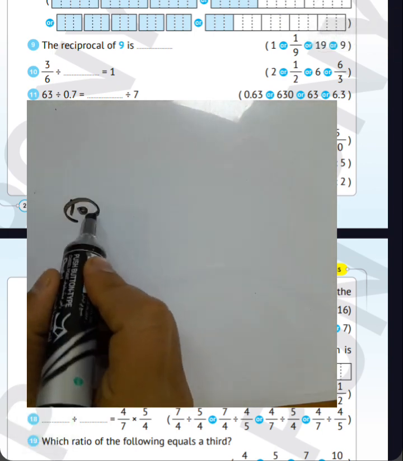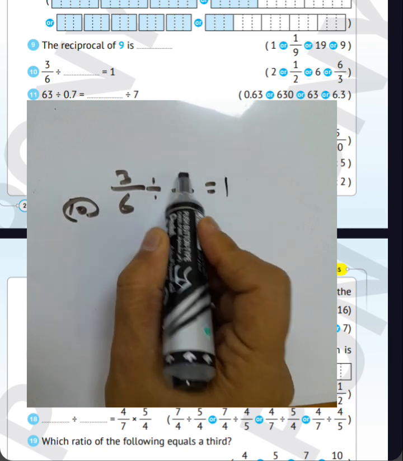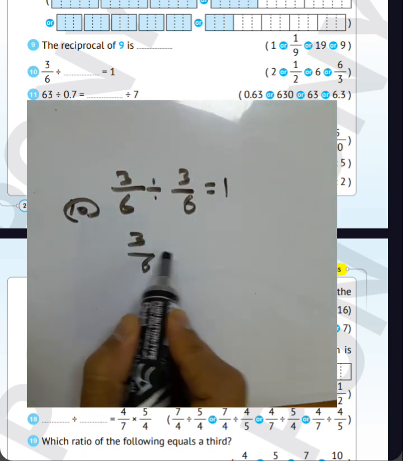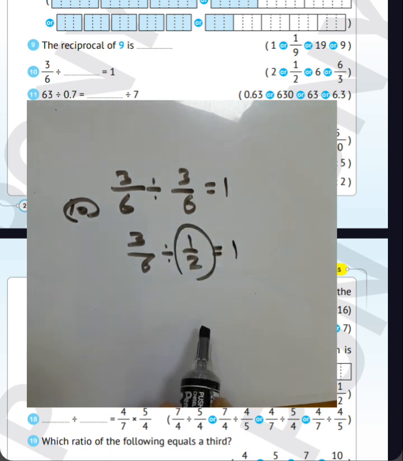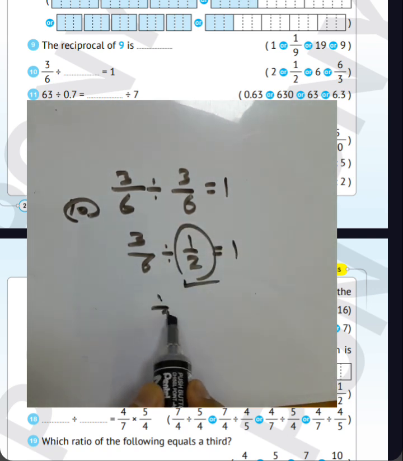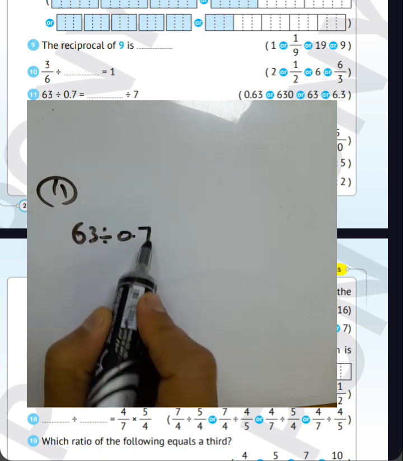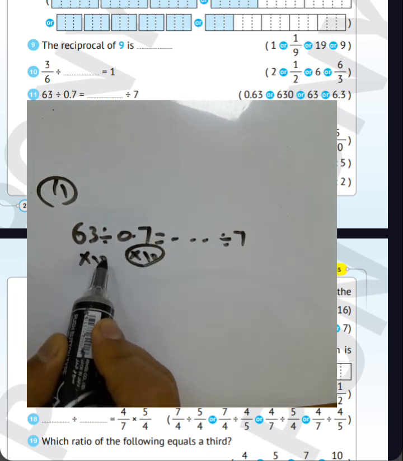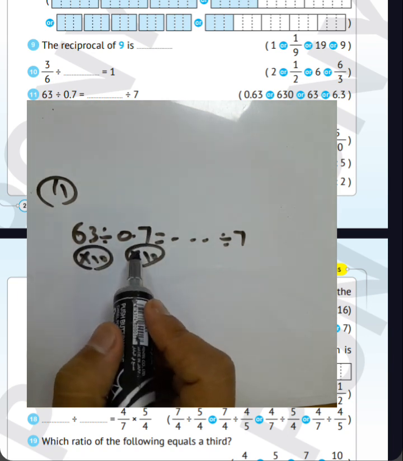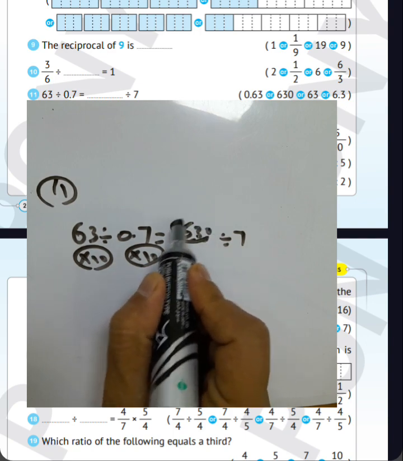Question 10. 3/6 divided by what equals 1? Divided by itself. 3/6 divided by half will be 1. We can write 3/6 as half. Choose half from the results. Question 11. 3 divided by 0.7. We multiply here by 10, because the divisor here is a decimal. Convert from decimal to whole number, multiply by 10. The result will be 630.